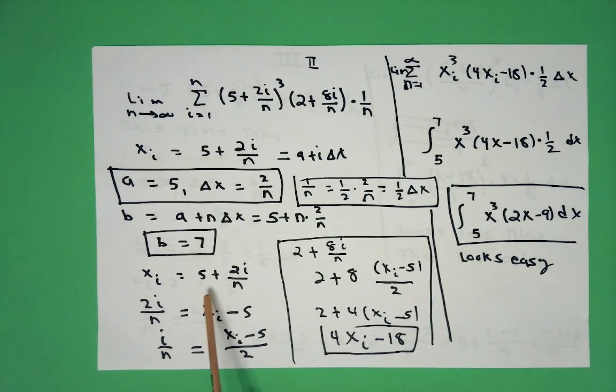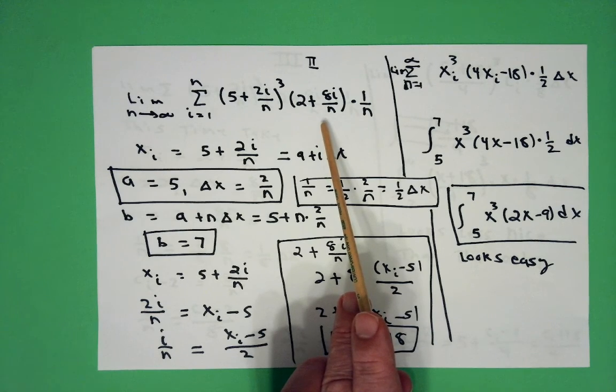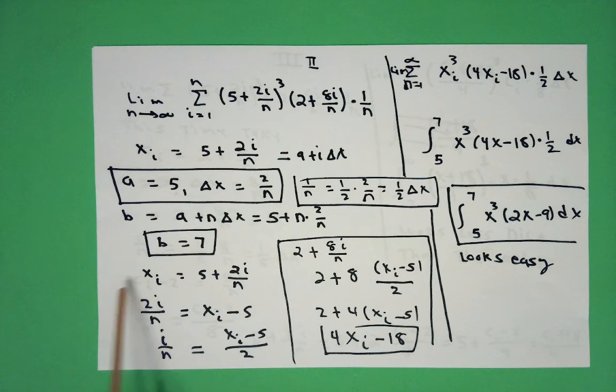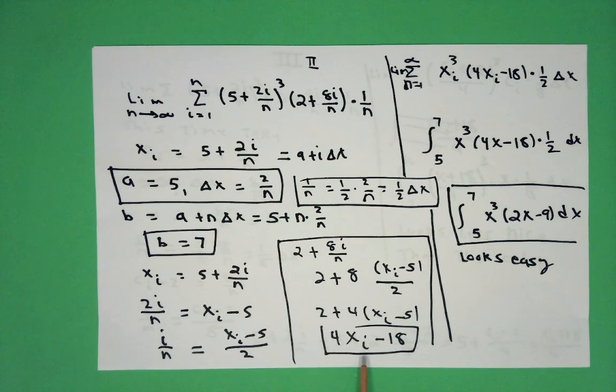x sub i is going to be 5 plus 2i over n. I have to figure out the value of this in terms of x sub i. So I'm going to take this fact and I'm going to manipulate it until I get the i over n by itself. x sub i minus 5 is 2 times i over n. So i over n is x sub i minus 5 over 2. The reason that I want to know that is that this other factor, 2 plus 8i over n, is 2 plus 8 multiplied by i over n, which is x sub i minus 5 over 2. If you algebraically simplify this, this factor is 4 times x sub i minus 18.